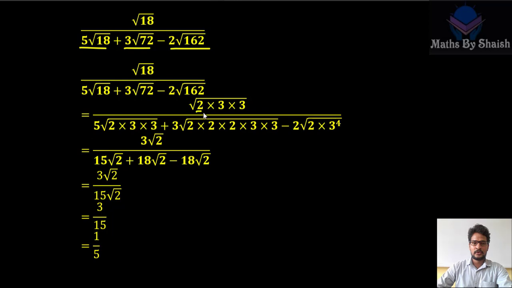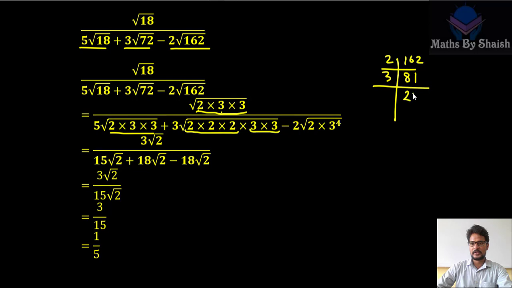So 18 is 2 into 3 into 3, 9 2s are 18. Here it is 18, again 2 into 3 into 3, and then here it is 72, so 9 8s are 72, 8 is 2 into 2 into 2, and 3 into 3 is 9. Similarly for 162 it is going to be 3 raised to the power 4 into 2, and we do the prime factorization in this way: 2, then 2 8s are 16, 2 1s are 2, then 3 2s are 6, 3 9s are 27, then 3, then 9, then 3 3, and then 1.